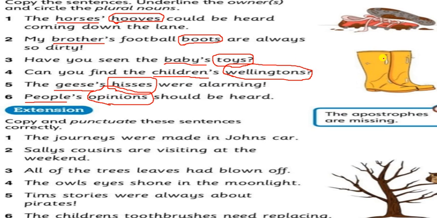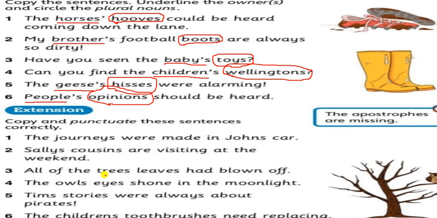Now, in the extension exercise, copy and punctuate these sentences correctly. So easy. Here we have a tip. It's telling you that the apostrophes are missing. So we're going to put the apostrophes. Let's read the sentences and find where to place the apostrophe. Do you remember when we were talking about placing the apostrophe?